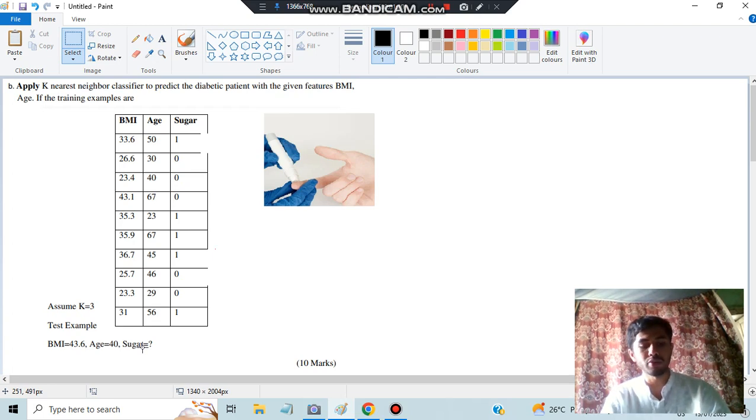So what's the first step you have to do? You have to just write what is given to you. The given stuff is k equal to 3. This value is given to us. And what is the instance given to us? This is the instance given to us. BMI is 43.6, age is 40, and sugar is nothing.